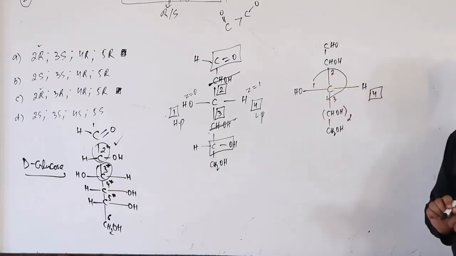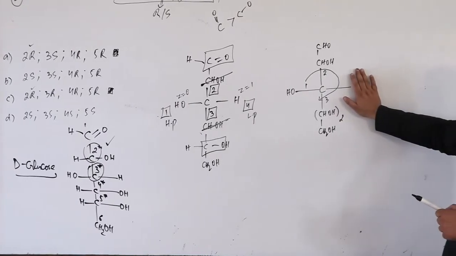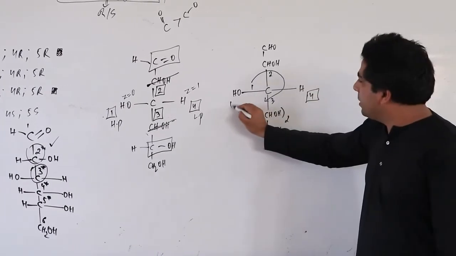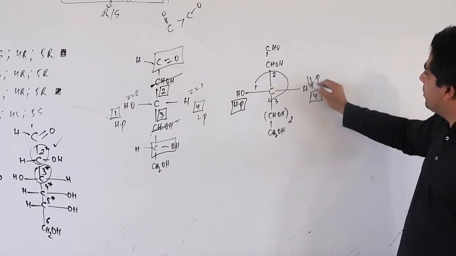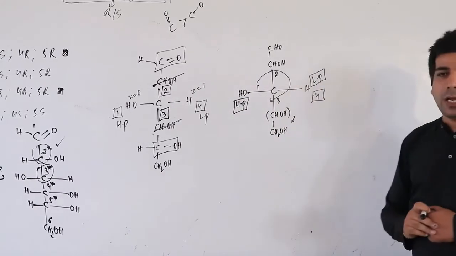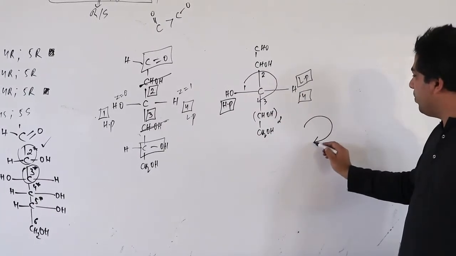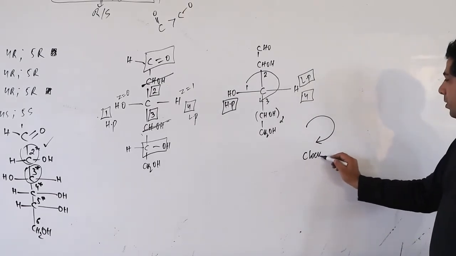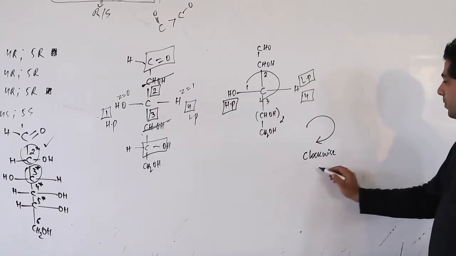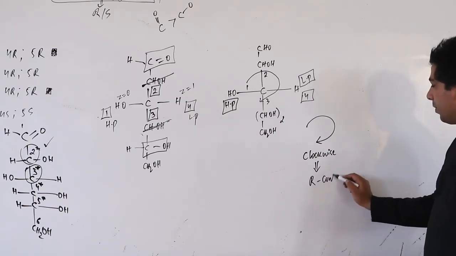Correct? So when you are moving from 1 to 3, you have to imagine that the fourth priority is not there. This is the highest priority and this one is the lowest priority. Remember that. So after that the movement is like this. That means the arrow has to be clockwise. And this is clockwise rotation. Clockwise basically means R. So we'll get R configuration.